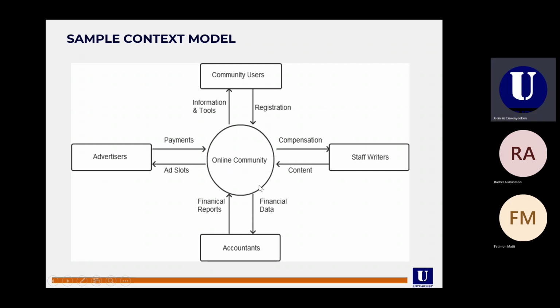Then we have the payment gateway or the accountants. Medium gives them information about the financial data of the community users and the financial data of the staff writers, because it's through the payment gateway that Medium is going to pay the staff writers, and it's also through the payment gateway that community users are going to subscribe on Medium. So we have financial data that Medium will be supplying the payment gateway, and the payment gateway will be supplying transaction information or financial report to Medium.